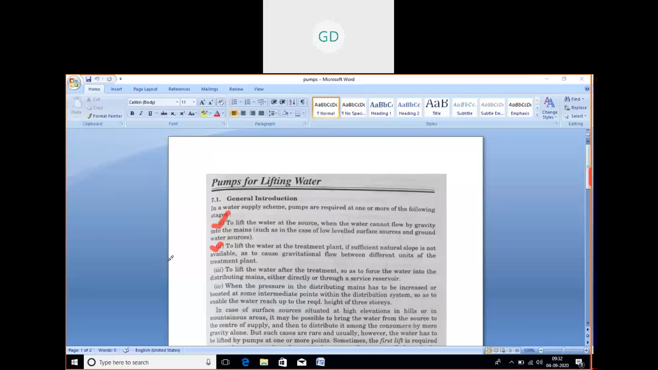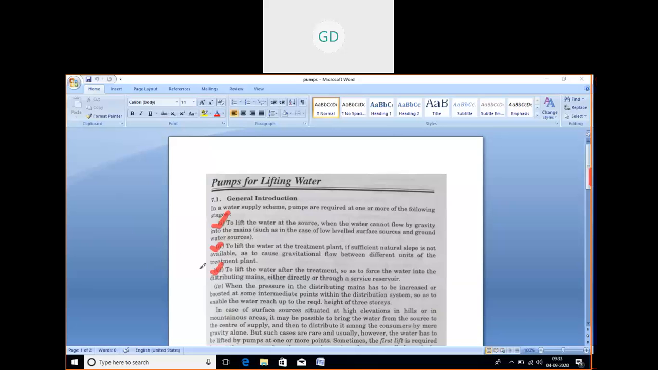So if that slope is not there, if the natural slope is not available so that gravitational flow can happen, in that case your pump is required to lift the water to the treatment plant. So next point, let us see.